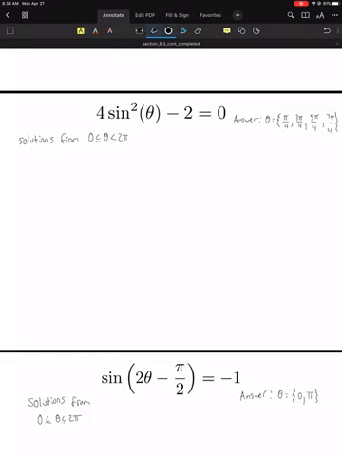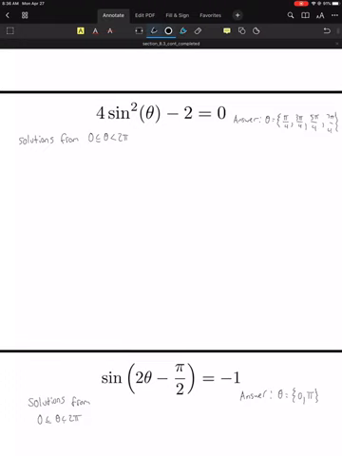4 sine squared of theta minus 2 is equal to 0, and I'm trying to find the solutions from 0 to 2 pi, inclusive on the 0, non-inclusive on the 2 pi. It turns out that the 4 answers are pi over 4, 3 pi over 4, 5 pi over 4, and 7 pi over 4. So let's see how we get that.